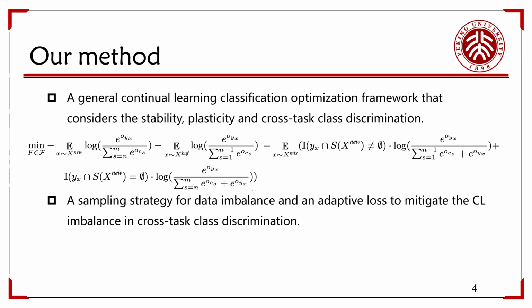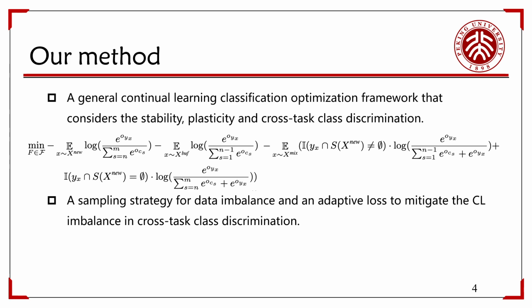To solve the imbalance problem in the replay-based method, we first propose a general continual learning classification optimization framework that decouples the traditional cross-entropy classification optimization framework. Our framework considers the plasticity problem, the stability problem, and the cross-task class discrimination problem independently.